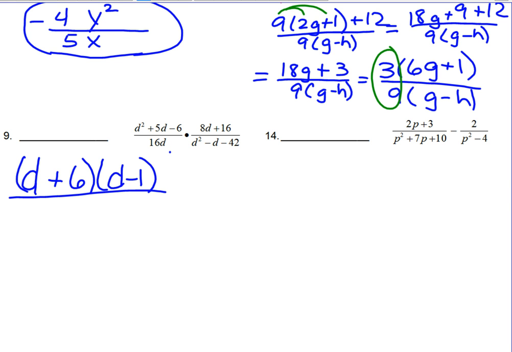16d, I'm just going to leave it as 16. It's up to you. I could put it as 2 times 2 times 2 times 2d. I think that might be better. 8d plus 16, I can factor out an 8: d plus 2. Sorry, I need a little less space here.